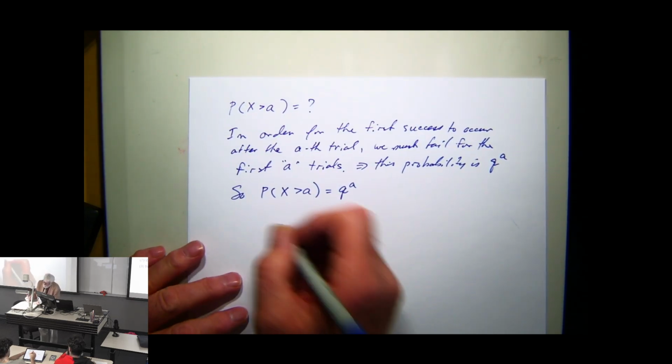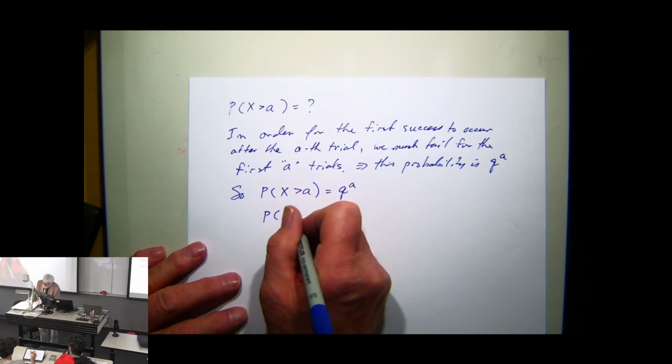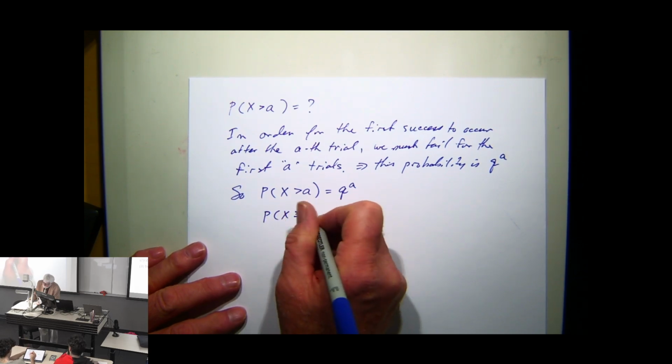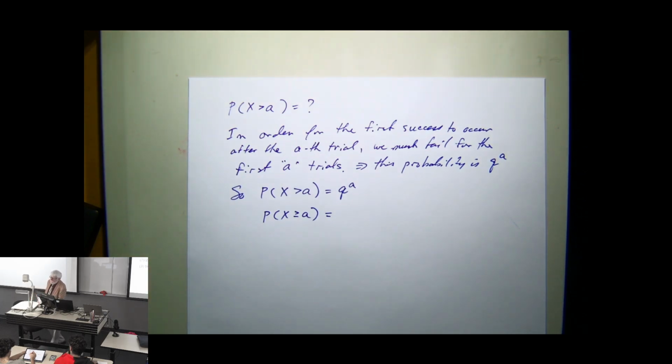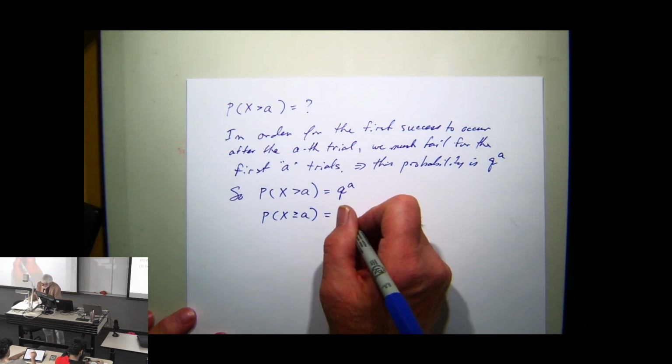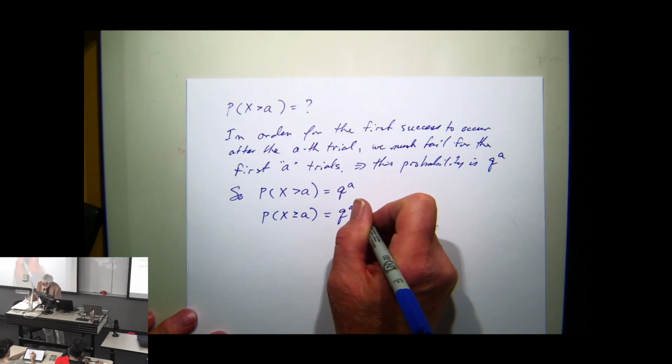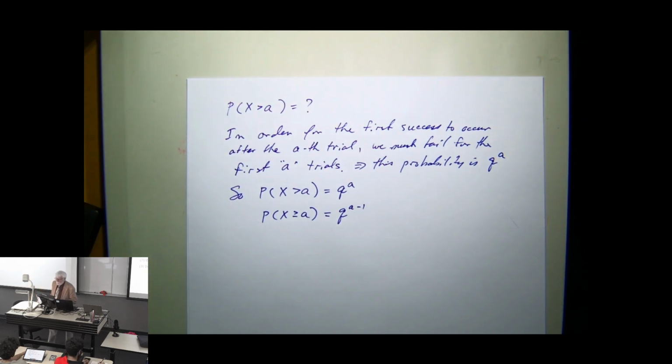If we were to ask what's the probability that x is greater than or equal to a, what would be our answer on that one? Q to the a minus 1. In other words, we simply failed for the first a minus 1 trials.